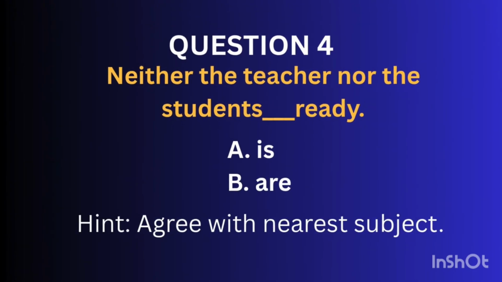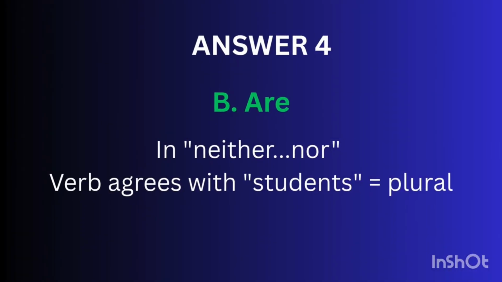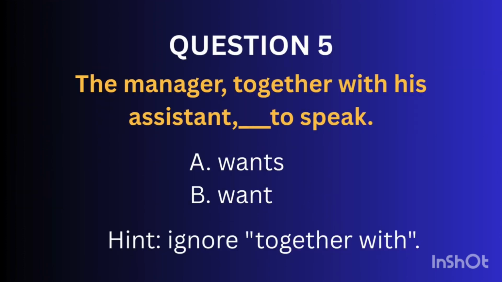Let's proceed to question 4. Neither the teacher nor the students dash ready. A, is. B, are. Hint, agree with the nearest subject. Okay, comment your answer before we go to see the answer. Answer 4, B, are. In neither nor, the verb agrees with students, plural, which is the nearest subject.